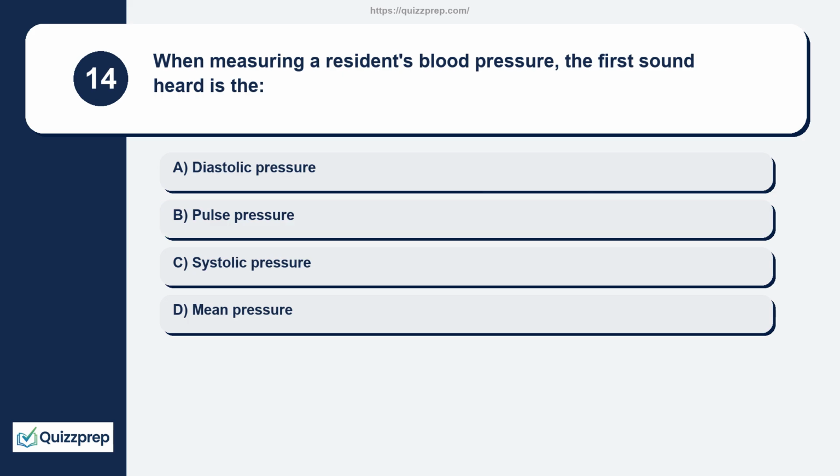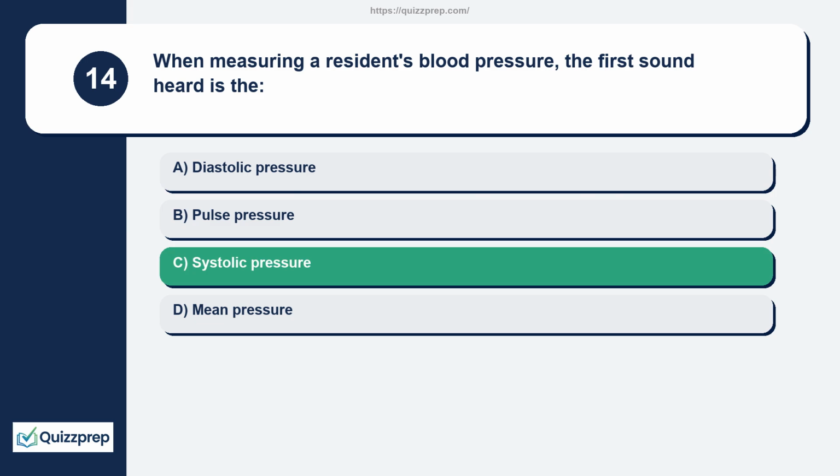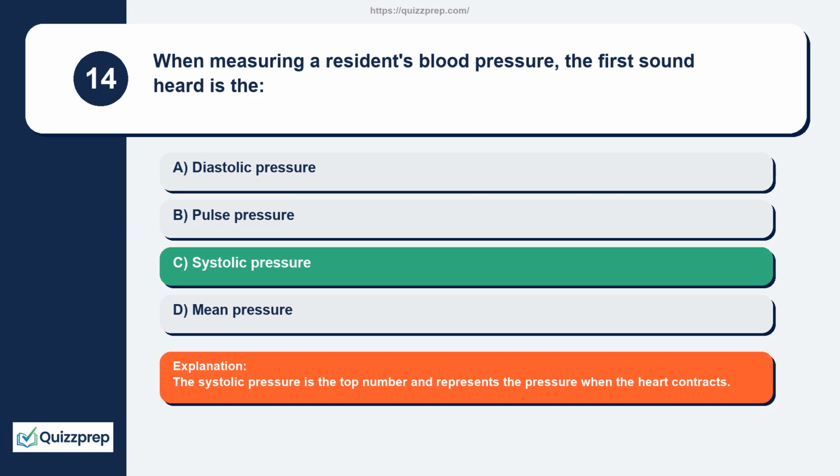Question 14. When measuring a resident's blood pressure, the first sound heard is the diastolic pressure, pulse pressure, systolic pressure, mean pressure. The systolic pressure is the top number and represents the pressure when the heart contracts.